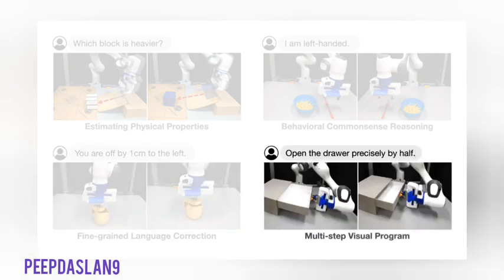Finally, given a task with insufficient information, such as open the drawer precisely by half, but the object model is not available, VoxPoser can come up with this multi-step visual program to first fully open the drawer, record its displacement, and close the drawer precisely by half.